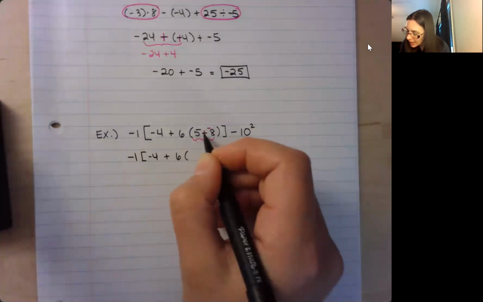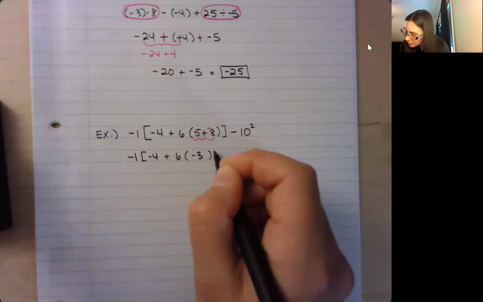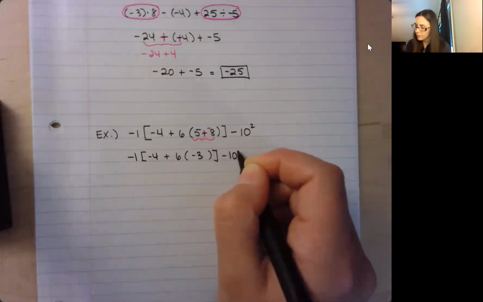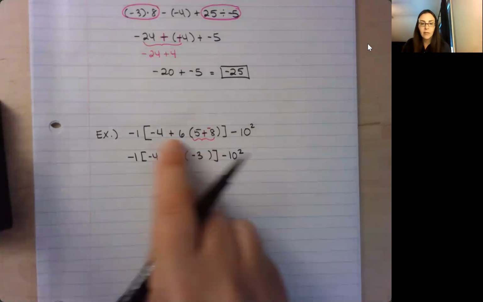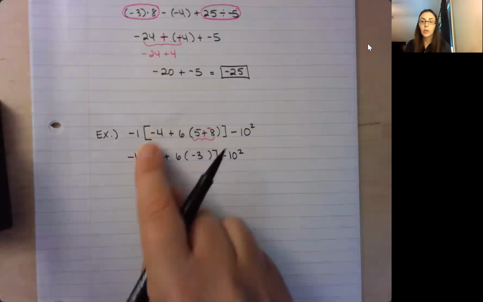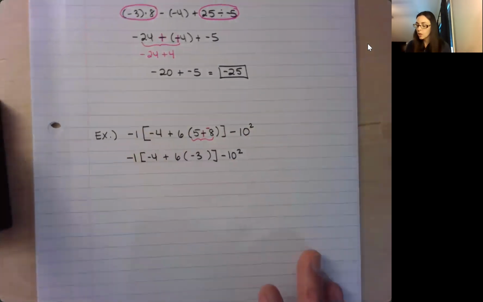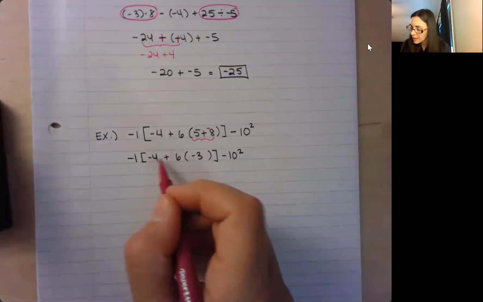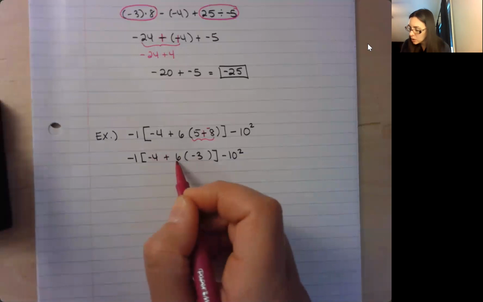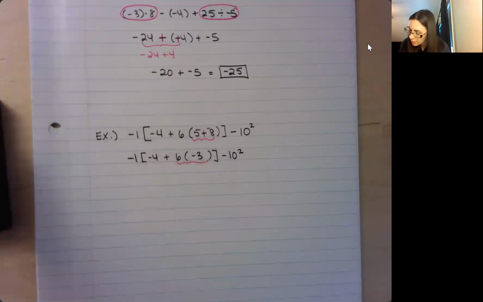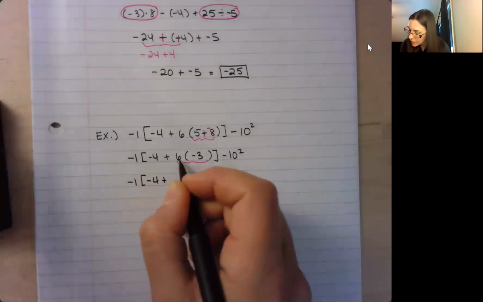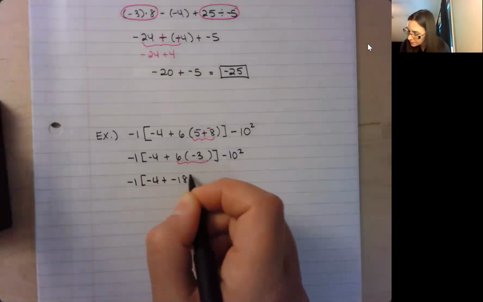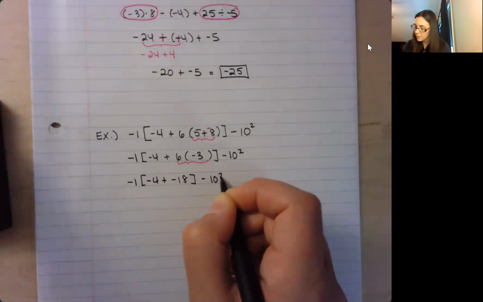5 plus negative 8 is negative 3. Now I know I have an exponent, but I have to finish this set of brackets first. Brackets are also included as grouping symbols. So I'm going to use the order of operations inside of it. So I do see addition and I see multiplication here. So the multiplication has to go next. 6 times negative 3 is negative 18.